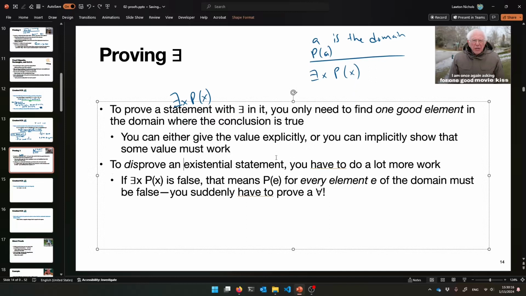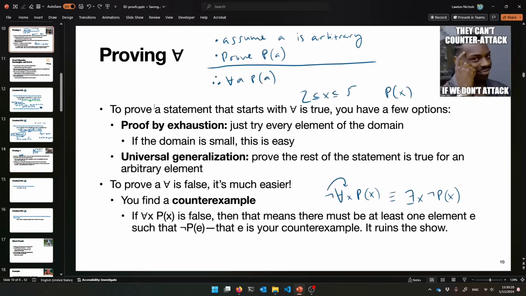That's how there exists works. It's pretty easy to prove it true. To disprove an existential, it's hard. Just like disproving for all was easy because it turns into a there exists.